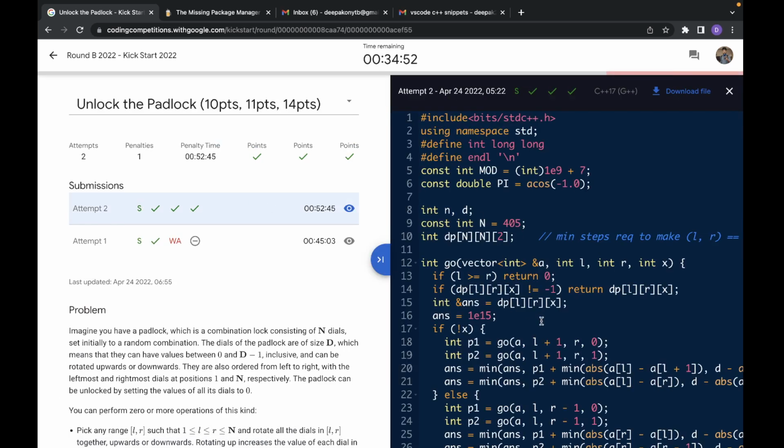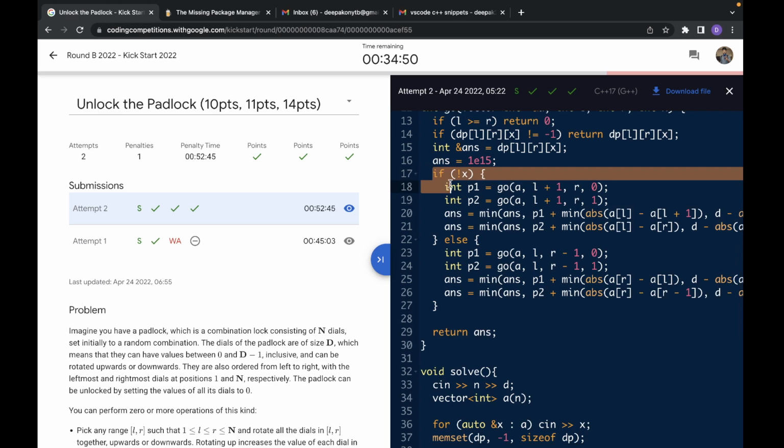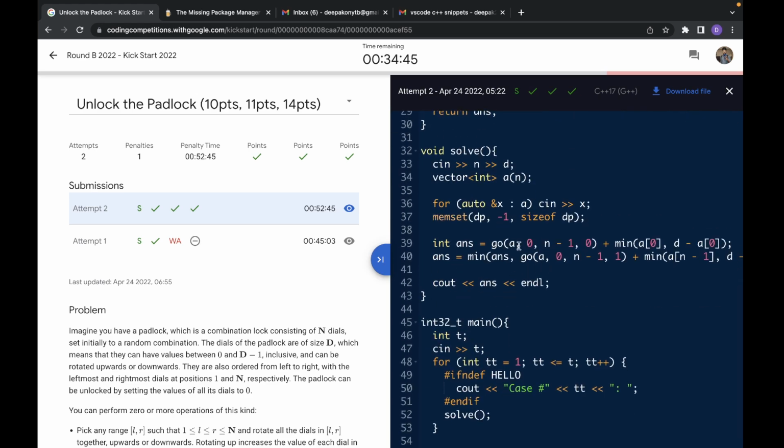Again, sorry for that. So finally, your answer would be the minimum of those two, and you return that answer. You'll have that answer, and then you'll take the minimum of that value, comma d minus that value.